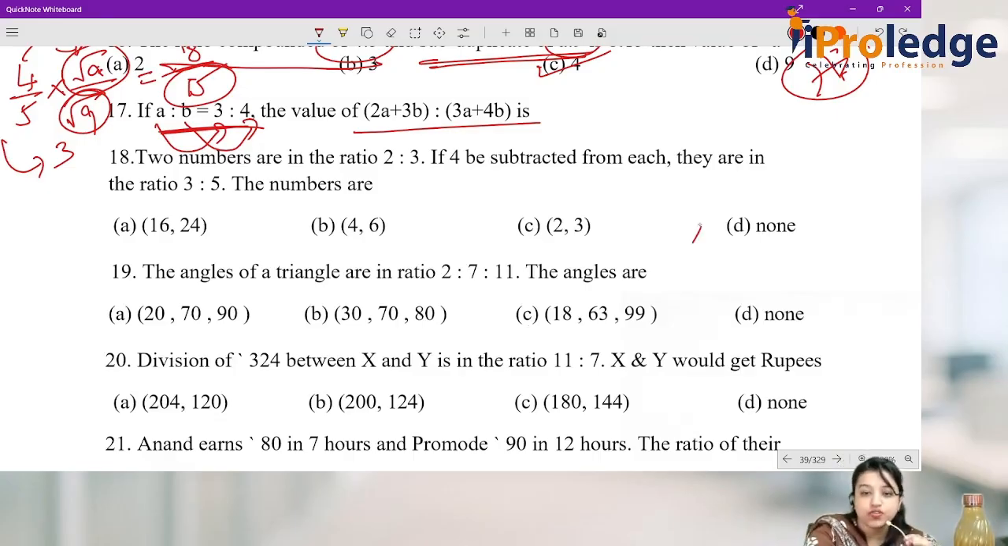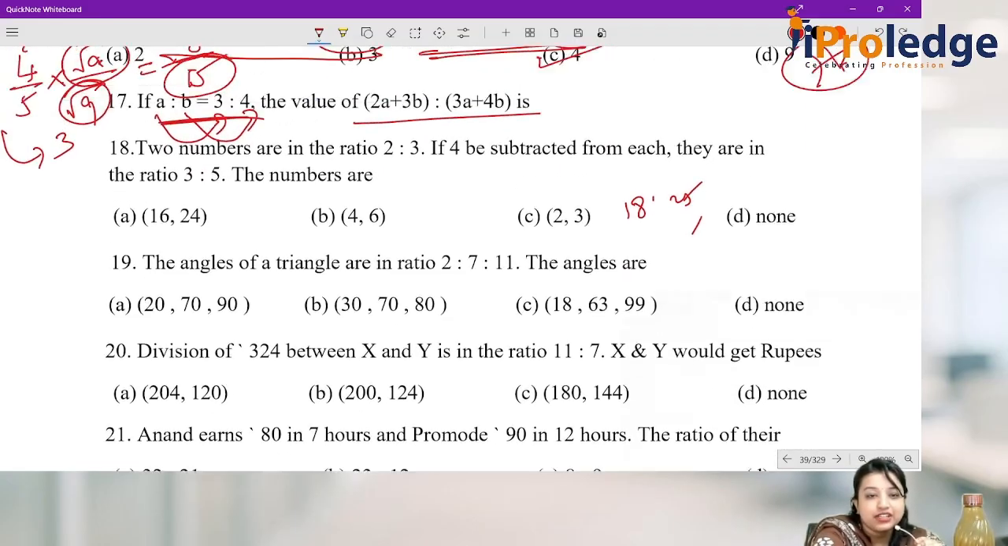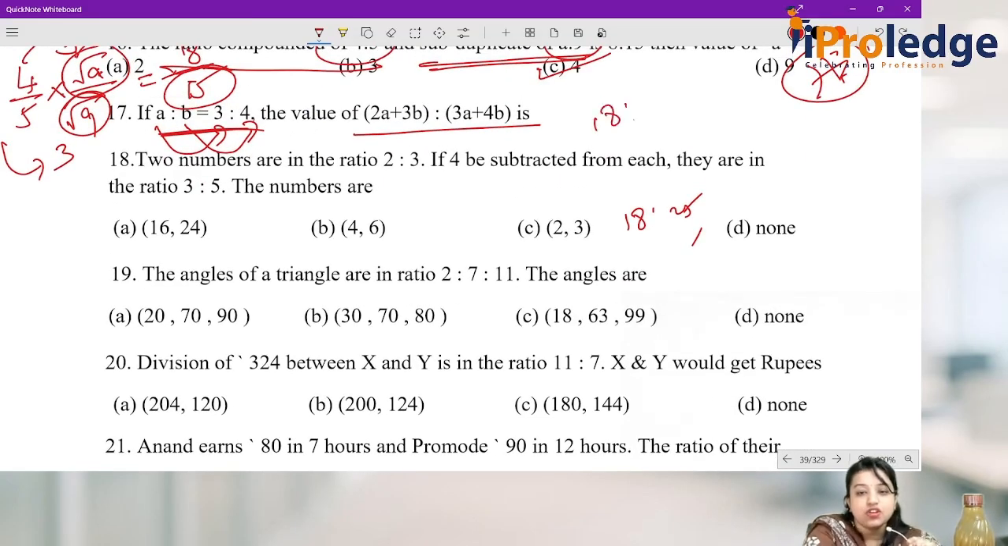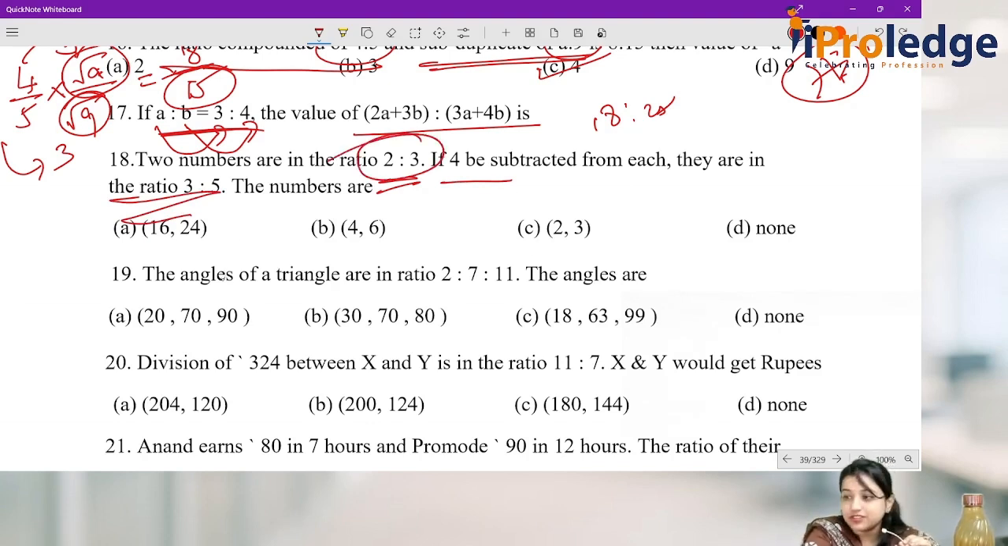Eighteen is to 25. Next, the angles of the triangle. 18:25. Next question. The two numbers are in the ratio 2:3. If 4 is added, then the new ratio will be 3:5.